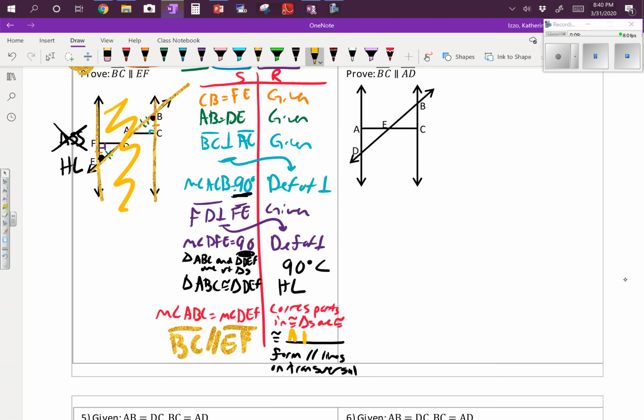It's alternate interior angles because they're both inside. You should have gotten that, squirrely. You should have gotten that.